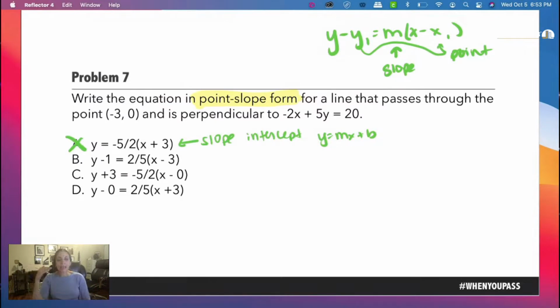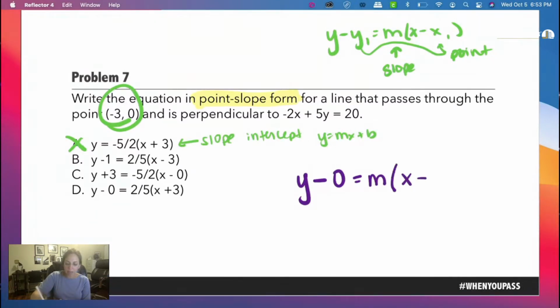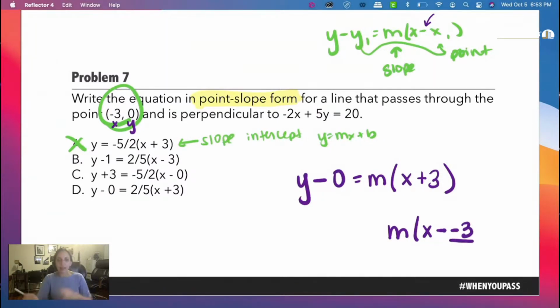So I need a point-slope form line that goes through this point. So I'm already going to set my equation up. Y minus y1 equals m times x minus x1. Why did that become a positive? Because the original equation is a minus sign. And because the x value in my point is negative, I'm going to write m times x minus x1 because this is my x, and what does a negative times a negative make? A positive. So because of that, it becomes a positive 3.